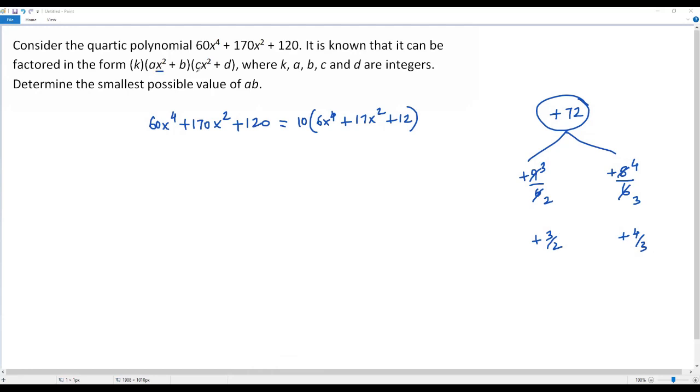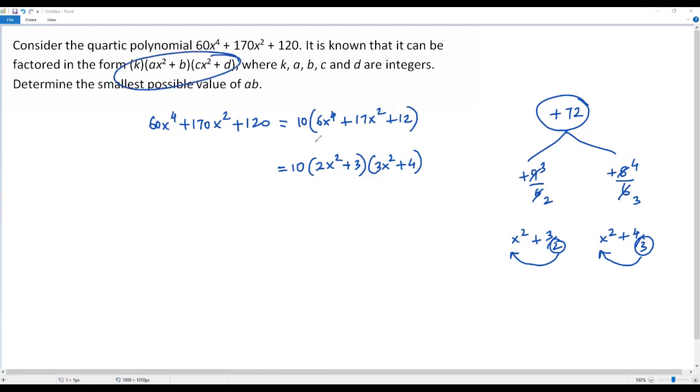Since we have x^2 in the two factors, we can take x^2 here and x^2 here. Now, to get the first factor, we can move the denominator 2 as a coefficient of x^2. Then I get 2x^2 + 3. The same thing we can do here: we move the denominator 3 as a coefficient of x^2, and we get the second factor, 3x^2 + 4. Now I have the factored form of the given polynomial.